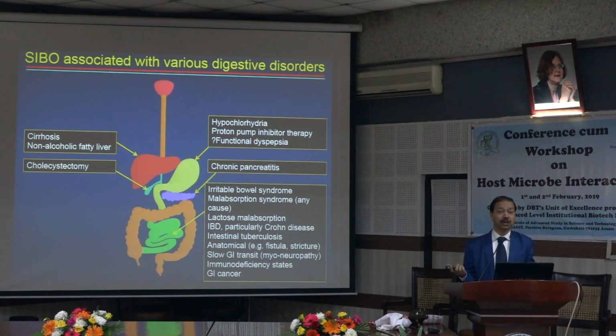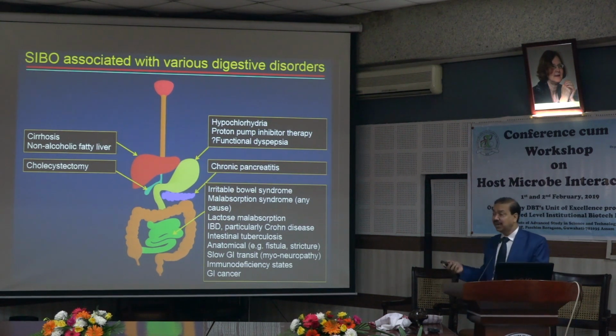But suppose this goes above 10 to the power 5, this is excess bacteria, and the excess bacteria will compete with the food that we are eating, so the person may become malnourished and lose weight. And because the food is fermented by bacteria, the person will have a lot of gas, the gas will distend the gut, and therefore he will have pain. He may have diarrhea because of osmotic load.